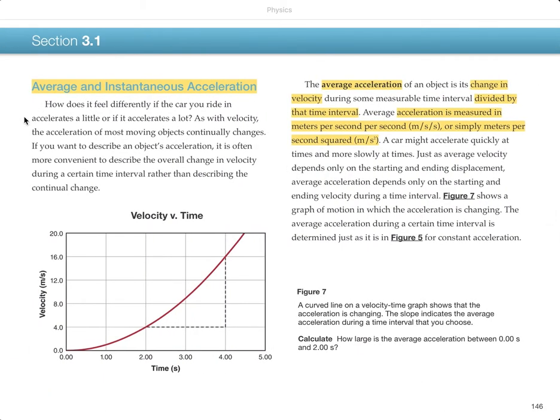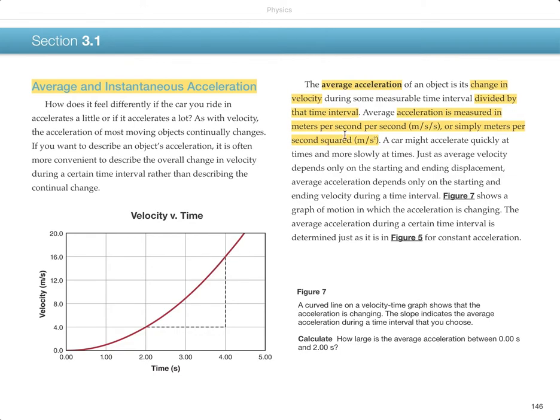Just as we talked about average and instantaneous velocity in chapter 2, now we're going to talk about average and instantaneous acceleration. And how do you get that? Well, think of a velocity time graph. This time it's not a straight line, it's changing. The average acceleration is just the change in velocity divided by a time interval. So if we want to know the average acceleration between 2 and 4 seconds, we would just find the slope of the line that connects 2 and 4 seconds.